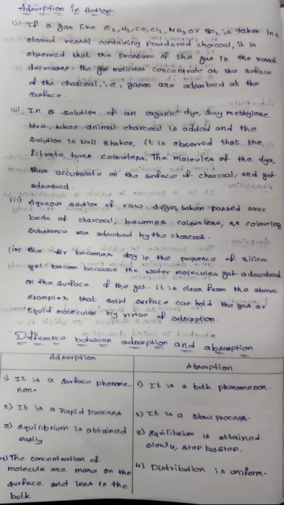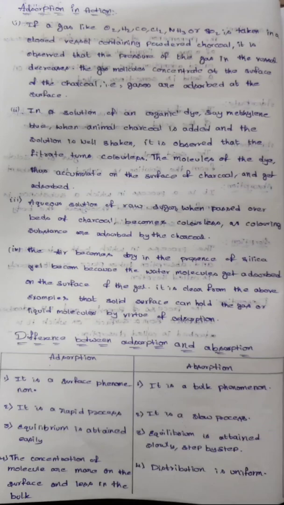Adsorption in action. If a gas like O2, H2, CO, Cl2, NH3 or SO2 is taken in a closed vessel containing powdered charcoal, it is observed that the pressure of the gas in the vessel decreases. The gas molecules concentrate at the surface of the charcoal. Gases are adsorbed at the surface. In a solution of an organic dye, say methylene blue, when animal charcoal is added and the solution is well shaken, it is observed that the filtrate turns colorless. The molecules of the dye accumulate on the surface of charcoal and get adsorbed.